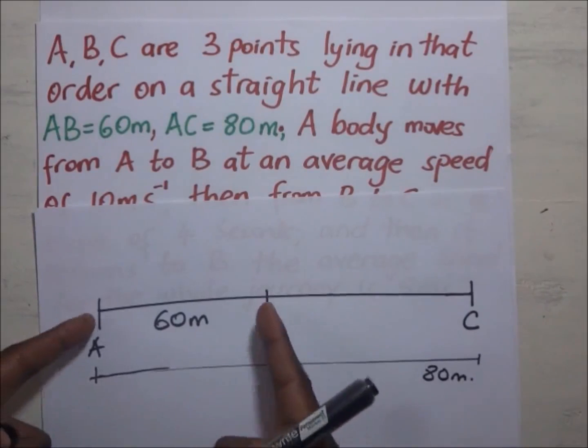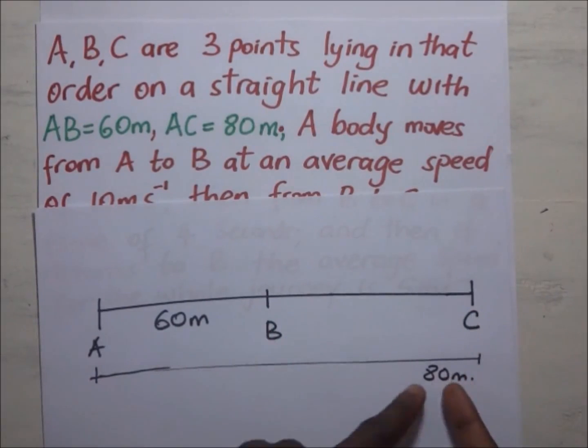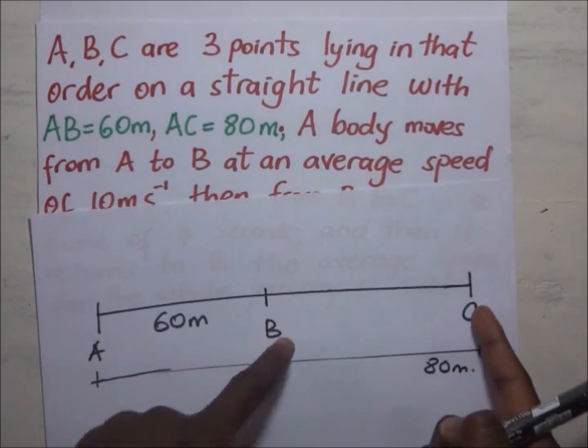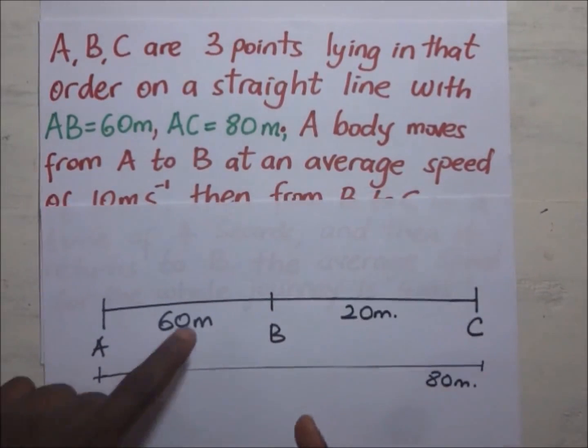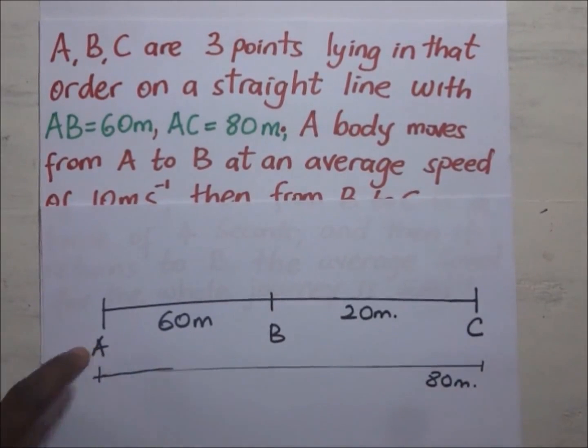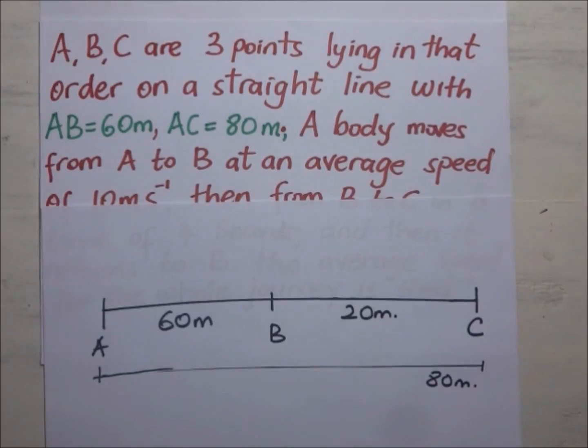So if AB is 60 and from A to C is 80, then to get BC is simply going to be 80 minus 60 to get the remainder of this portion BC, which is 20 meters. So they're telling us that AB is 60 meters and AC is 80 meters.